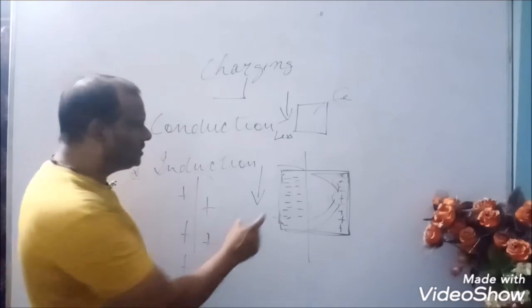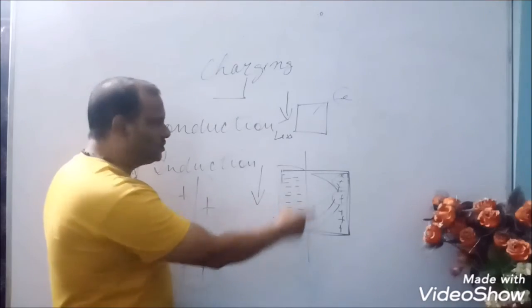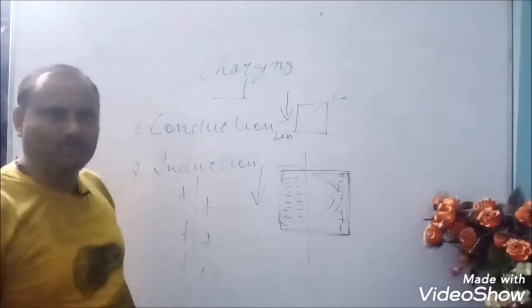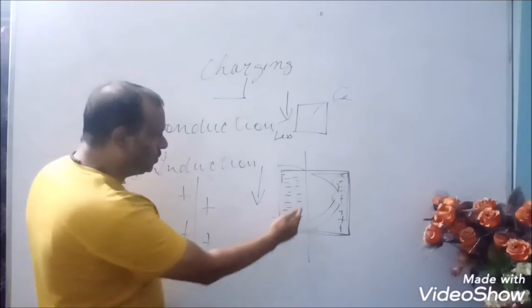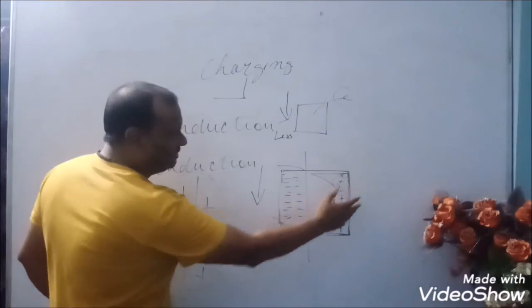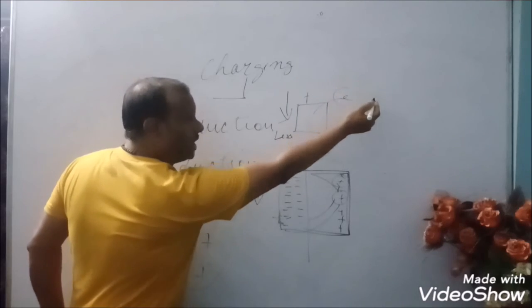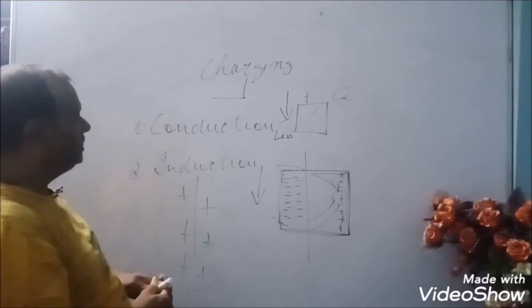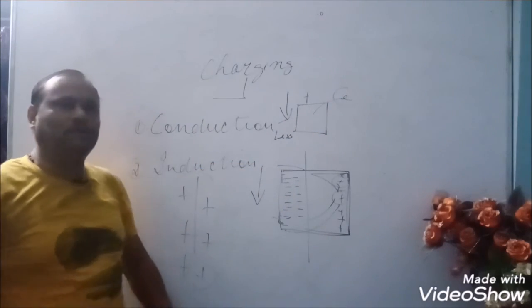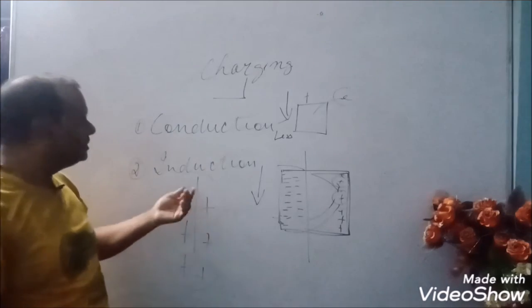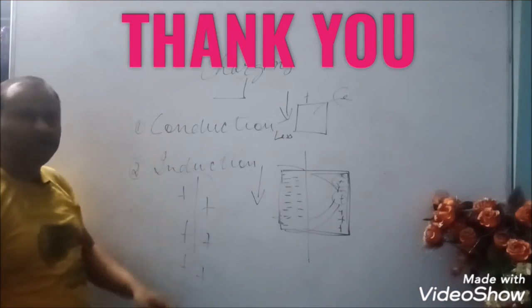So the number of electrons and protons remains constant, and therefore the net charge is 0. Only this side will be negatively charged and this side positively charged. But in conduction the net charge is positive because the electron has gone out. So these are the two processes through which we can charge a body, very commonly conduction and induction.